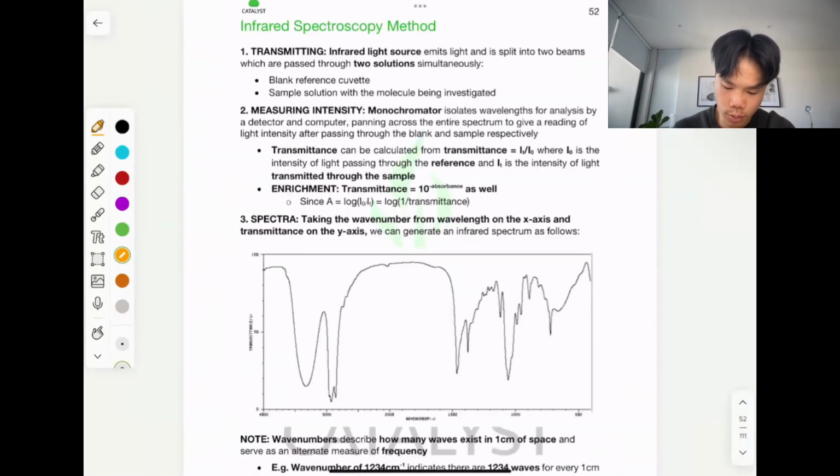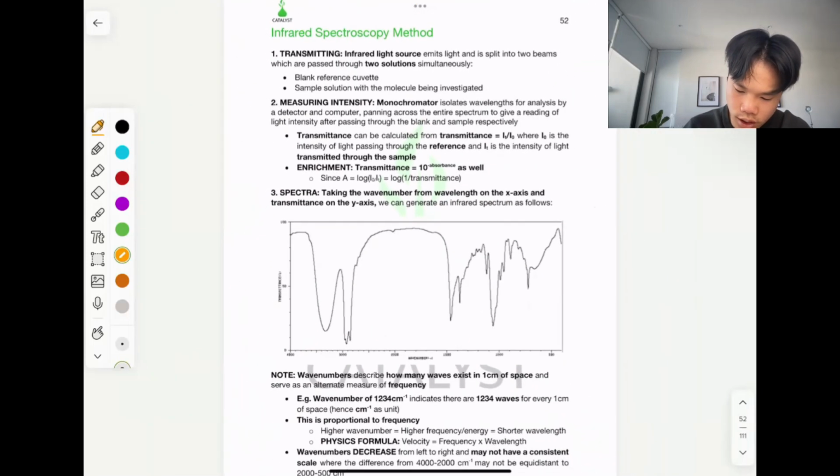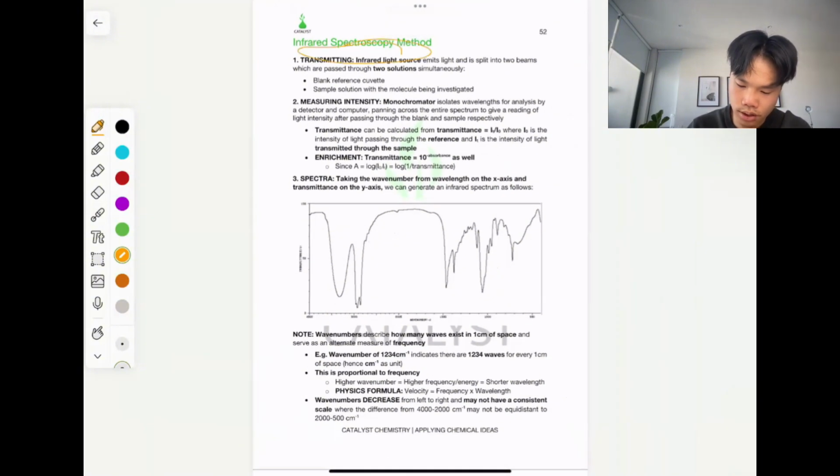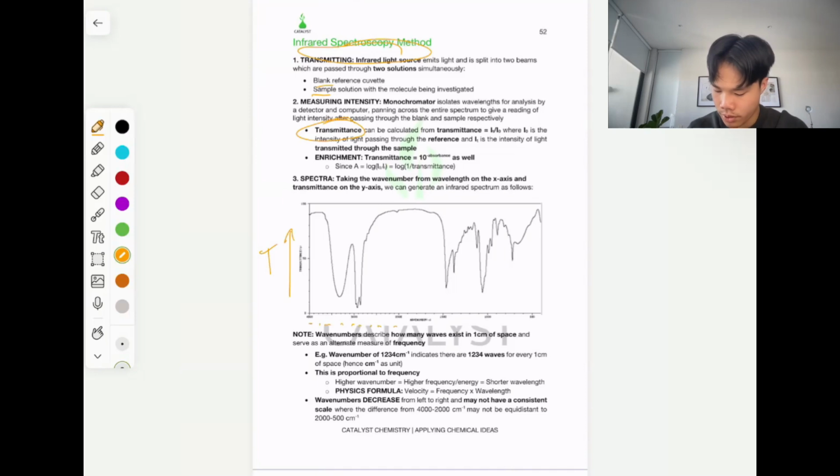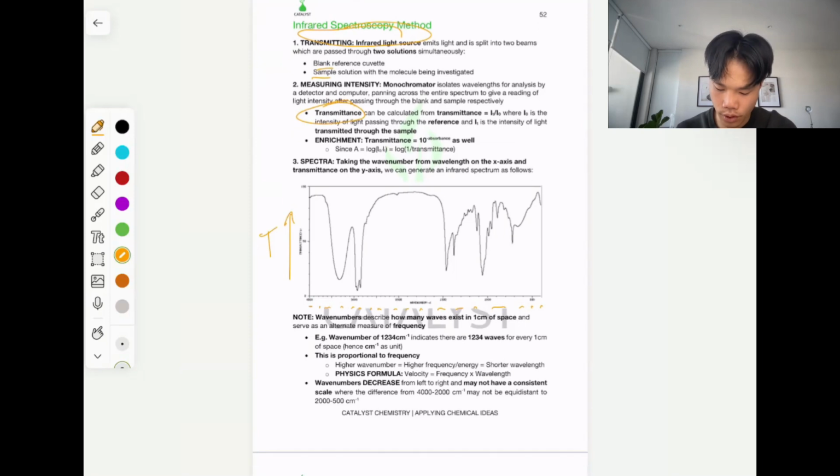So the way that IR spec actually works is you will transmit IR light through two solutions, blank and the sample. You measure the intensity of each one in order to find the transmittance. And the transmittance is going to be therefore your y-axis. By plotting the transmittance over all the different wave numbers from 4,000 down to 500, you form an IR spectrum, and based on the features you find on that, you can measure what functional groups you have.